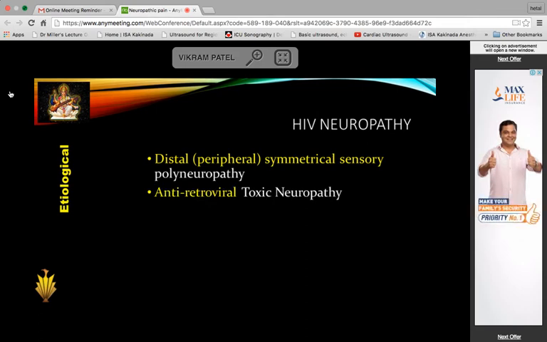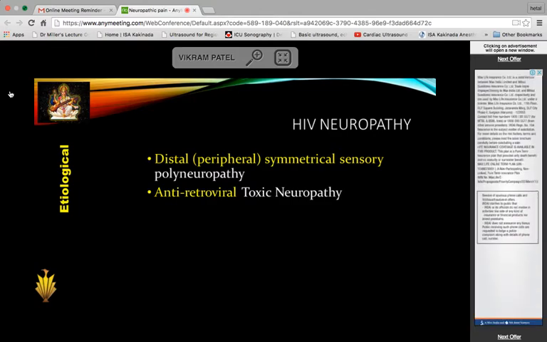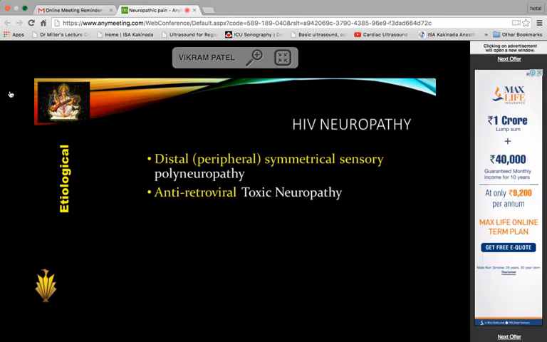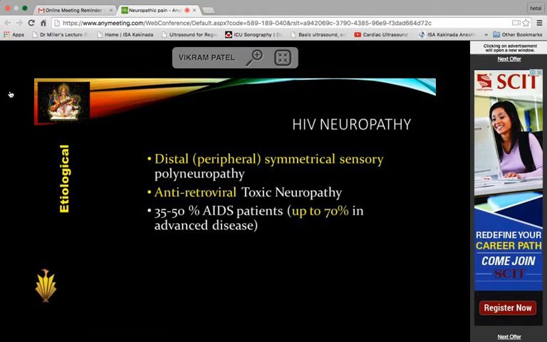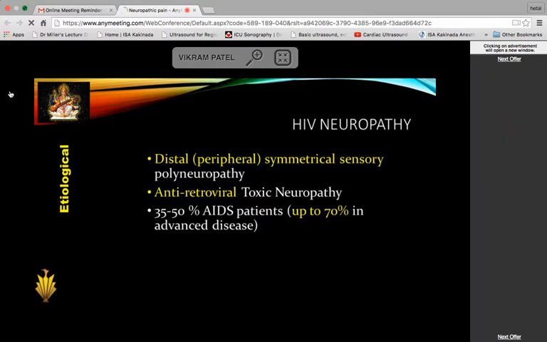For HIV, it also affects the distal or peripheral nerves in a symmetrical sensory manner. It is also related sometimes to the treatments with antiretroviral medications. And about 50% of patients who have AIDS, not HIV but AIDS, which means a higher level of HIV, and there are opportunistic infections already in place. And 30 to 50% of these patients will have HIV neuropathy, and up to 70% will have it in advanced disease. And advanced disease is more than one system involvement due to secondary infections.